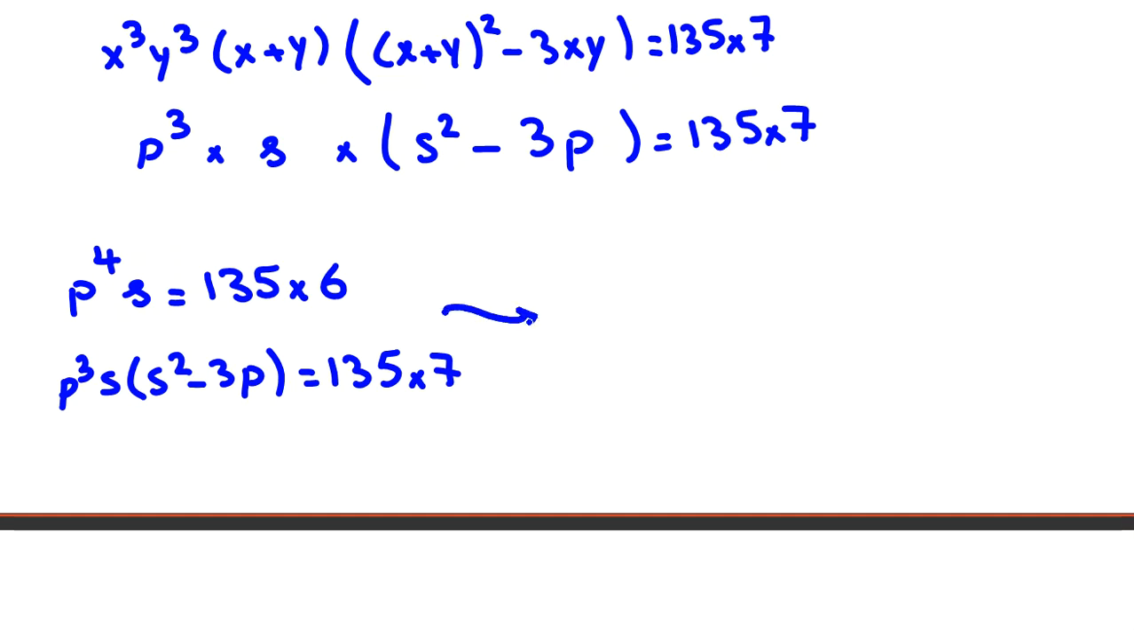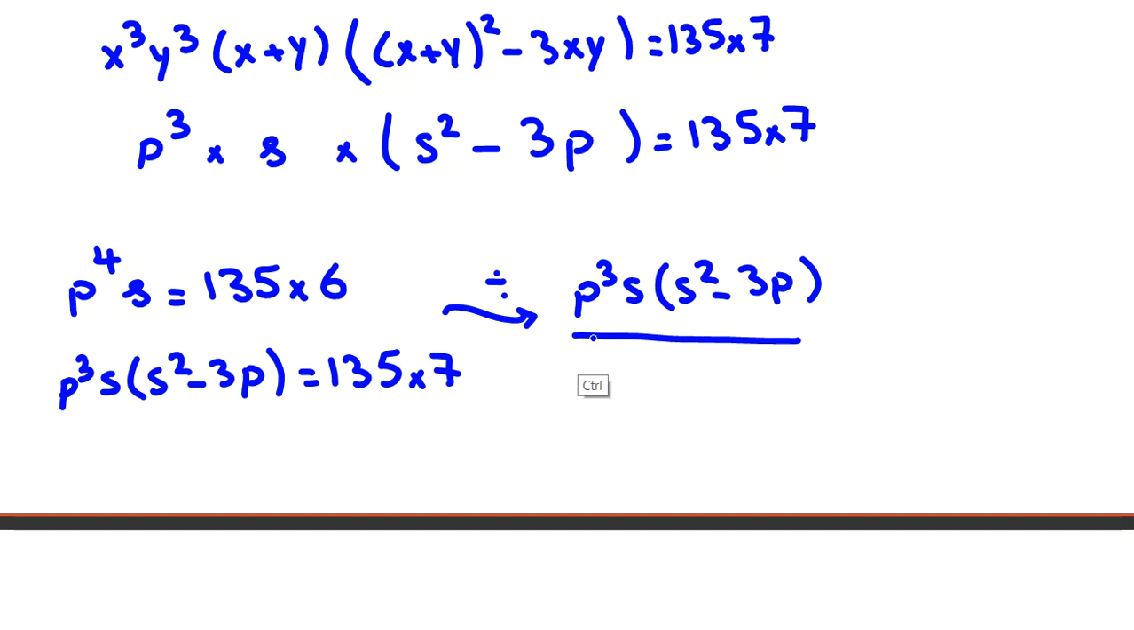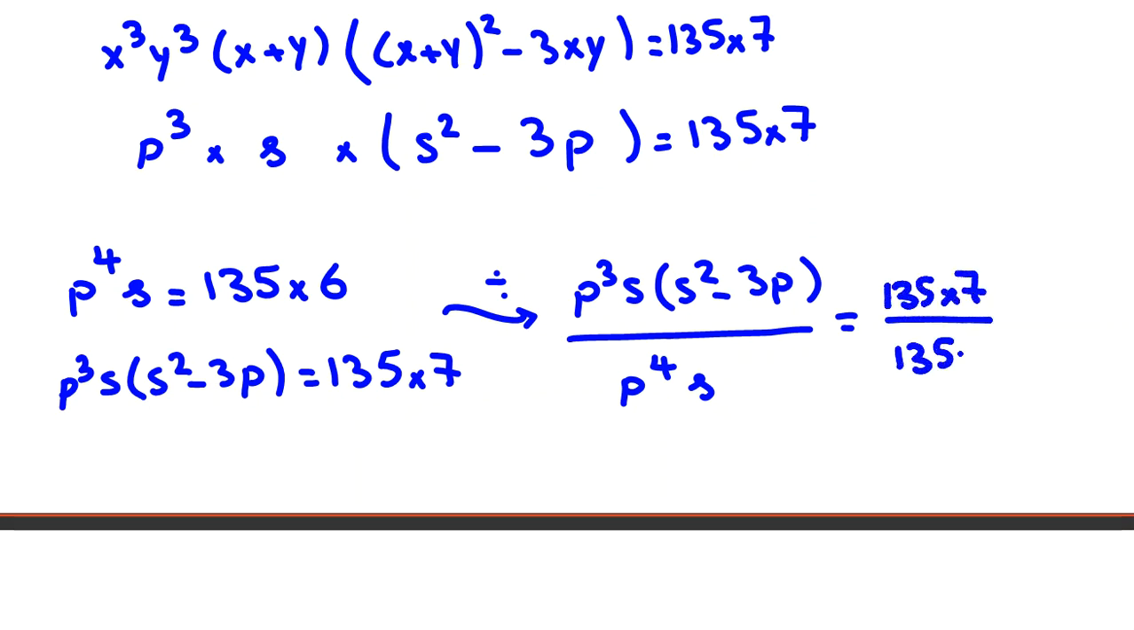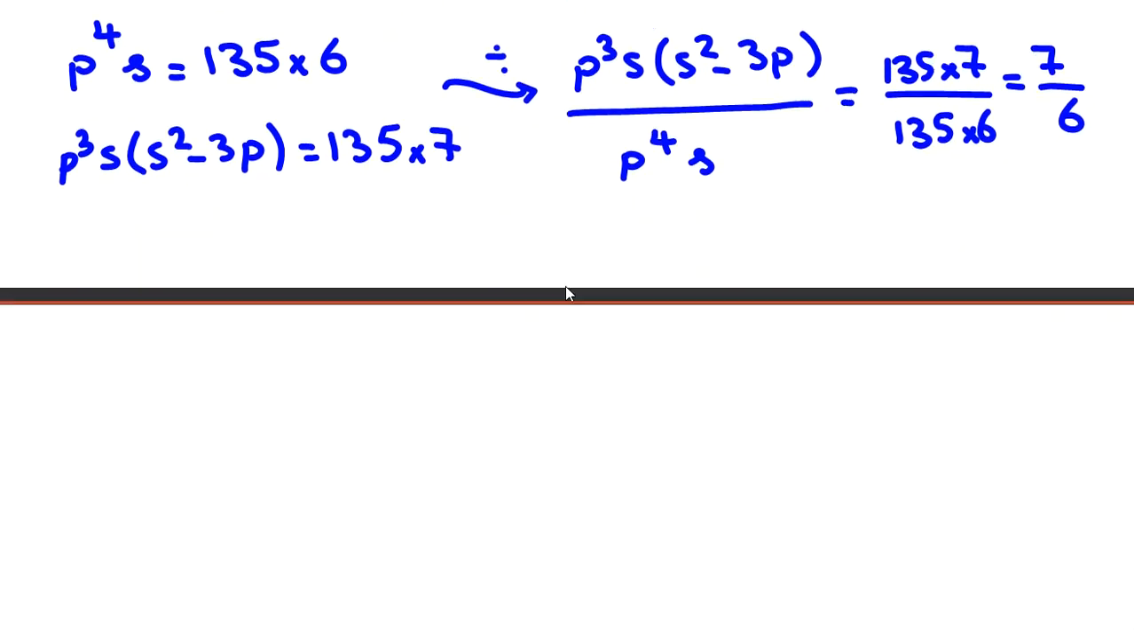Now, if I divide the second equation by the first equation, it will be p cubed s times s squared minus 3p all over p to the 4 times s. And it will be 135 times 7 over 135 times 6, which will be 7 over 6. Now, if we simplify more, p cubed and p to the 4, let me write with red, will be cancelled, only p is left, s will be cancelled, so let me write the rest with black.